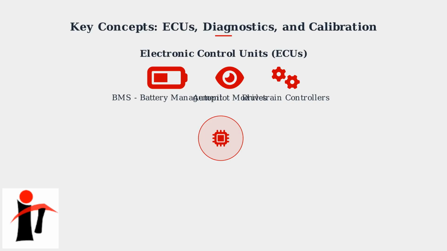In service mode, technicians can access units like the battery management system for energy monitoring, autopilot modules for self-driving capabilities, and drivetrain controllers for motor and power delivery. The battery management system, or BMS, is particularly crucial in electric vehicles like the Model S. It monitors cell voltages, temperatures, and relay states through dedicated circuits and microcontrollers, ensuring safe and efficient battery operation.